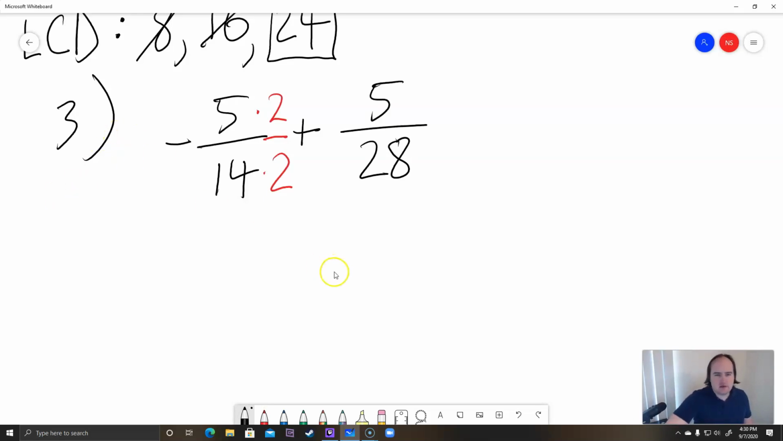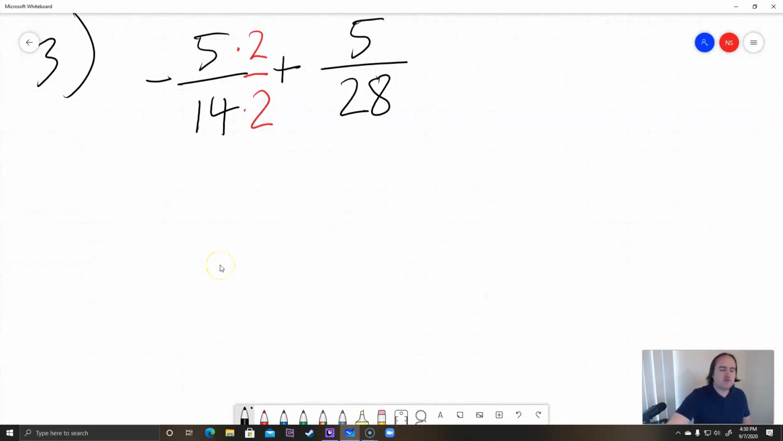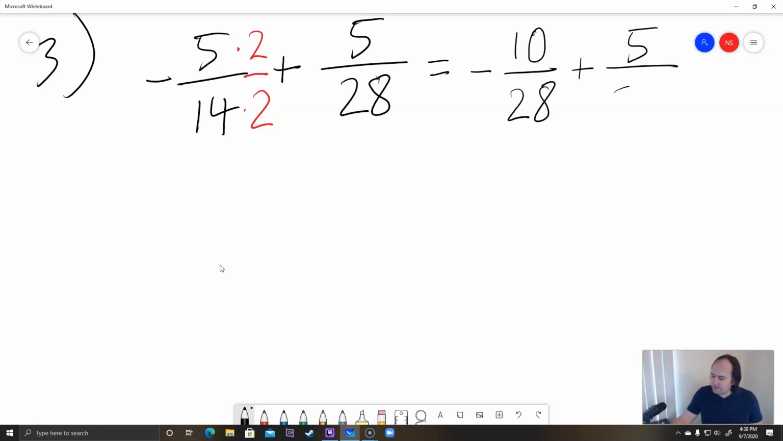But this one's actually easier than the last problem, so hopefully you don't need to write down the LCD for this one. Okay? So multiplying, we get negative 5 times 2 is negative 10 over 28 plus 5 over 28. Okay? So negative 10 over 28 plus 5 over 28. Alright, and now these are like fractions.